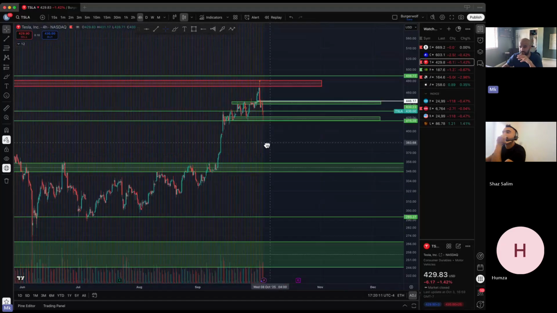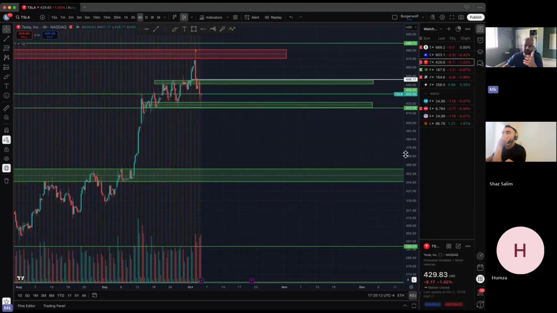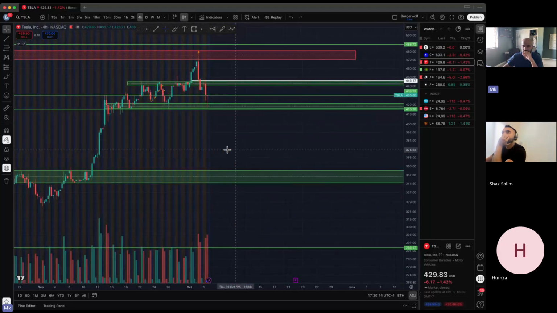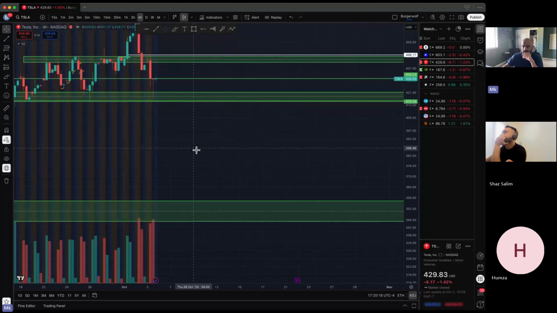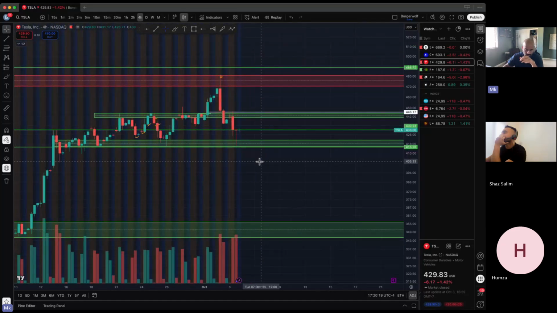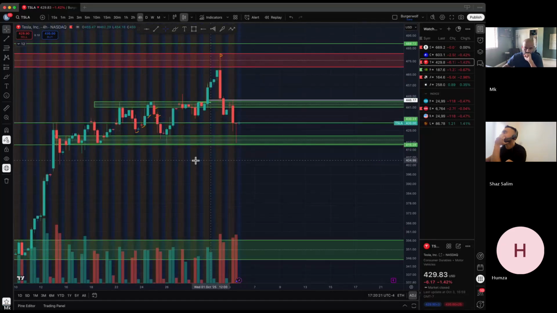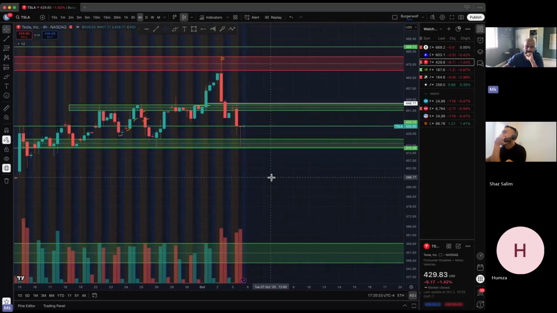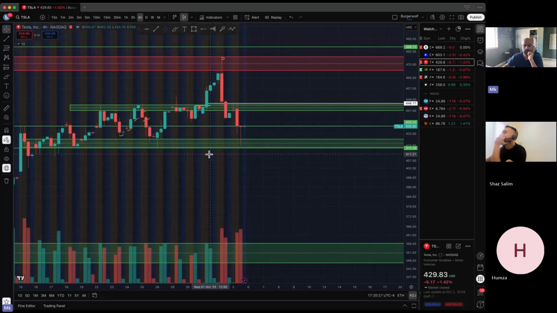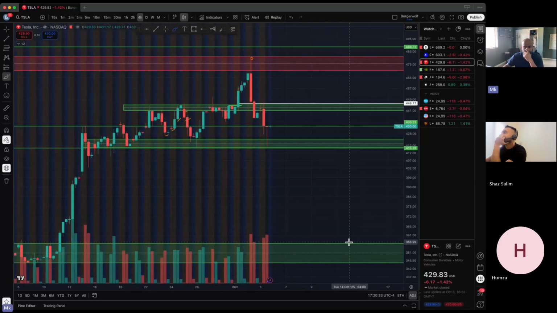But I don't know if price is going there until it establishes a trend, right? And that's where the higher time frame read on the pattern is helpful. Then you could determine which demand zone it's trying to target. So now Tesla, I think we come down lower. I think we're going to come here.